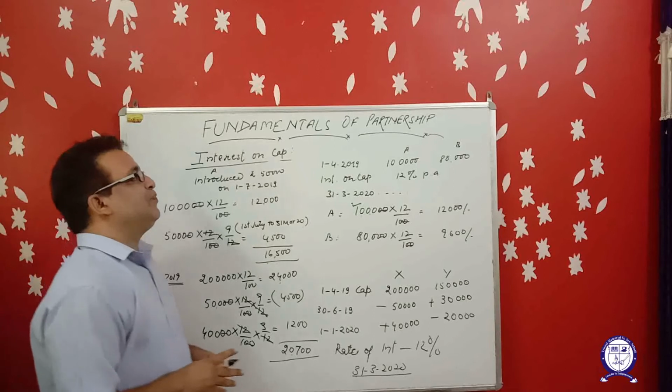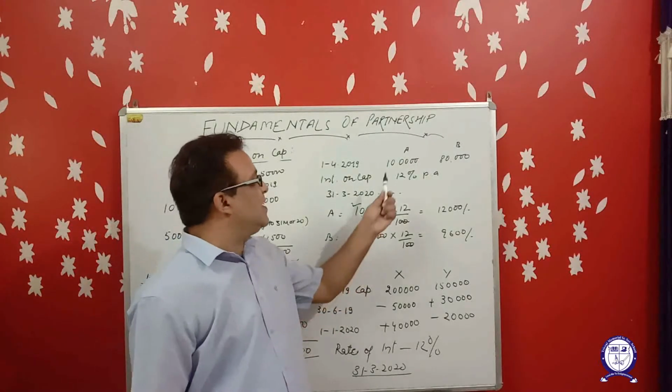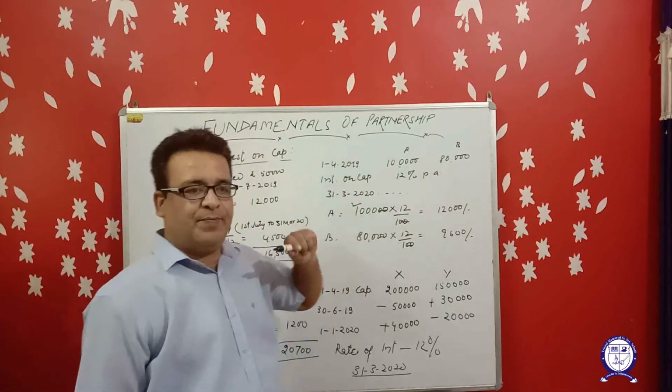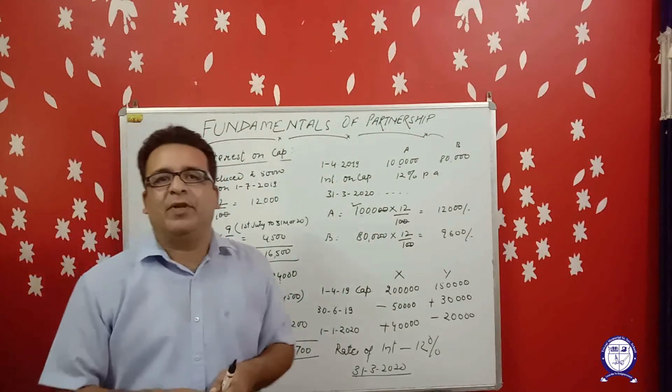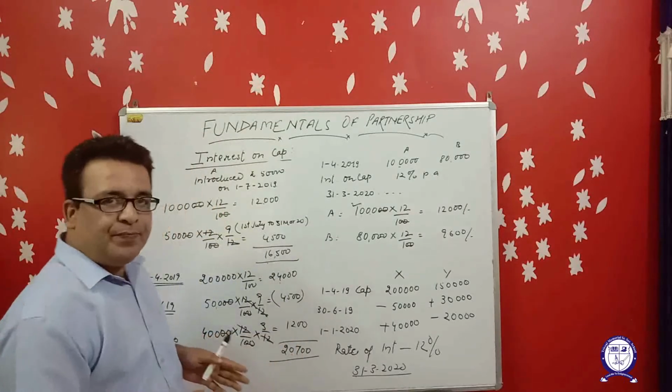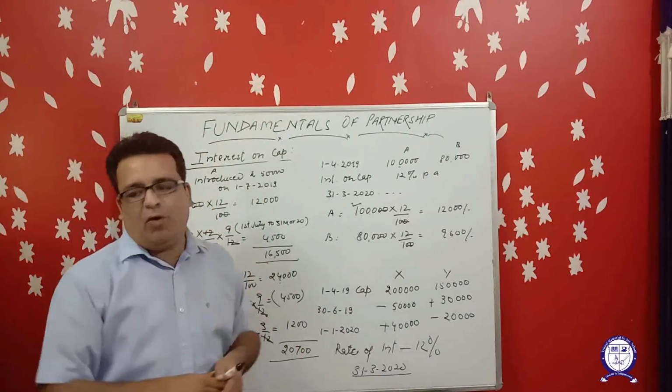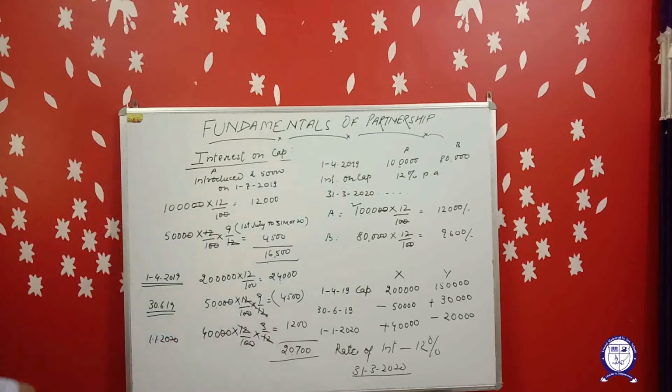Point to remember, interest on capital is always calculated on the opening balance. Suppose in the question closing balance is given. So first of all we have to calculate the opening balance. Let us understand.